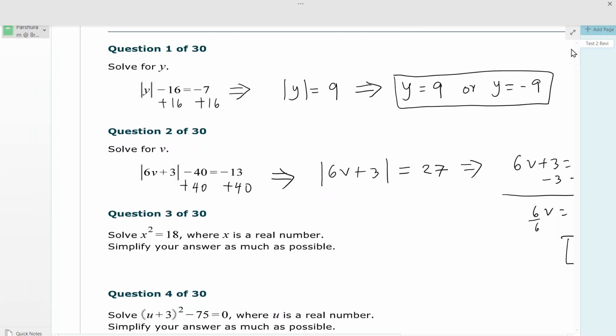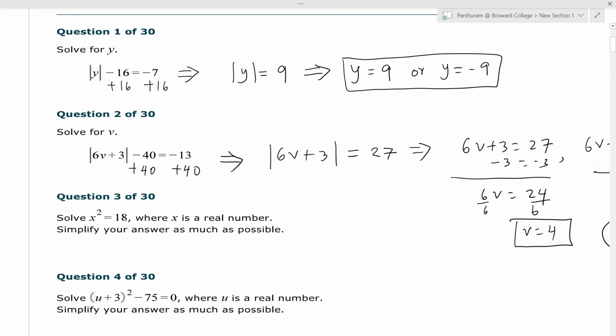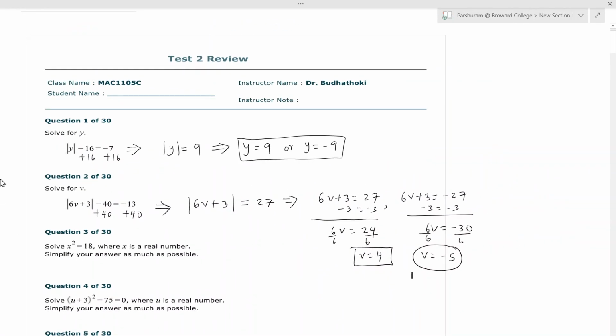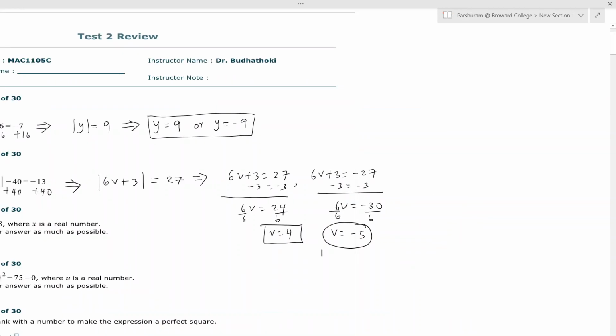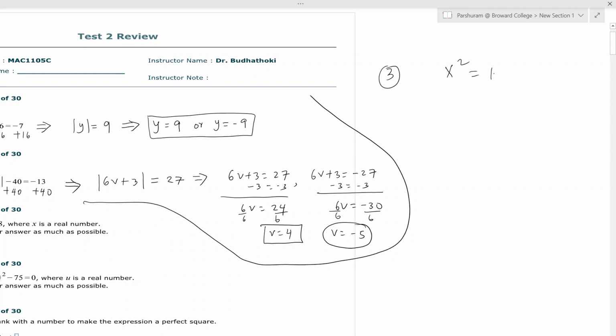So now let's look at problem 3. Problem 3 is solve x squared equals 18, where x is a real number. Simplify your answer as much as possible. So I'm going to use this space here. Let's say problem 3, x squared equals positive 18.